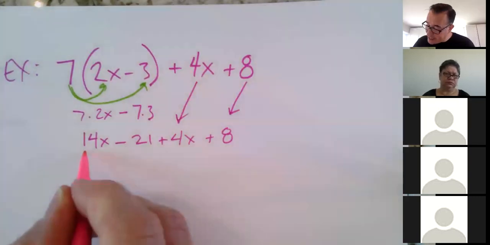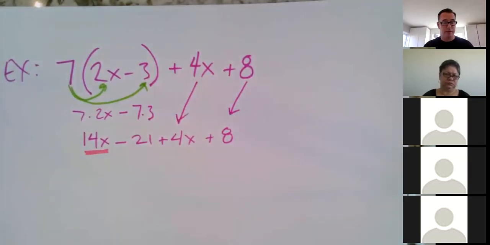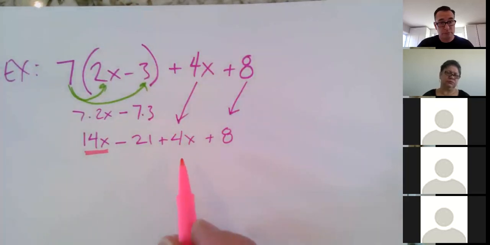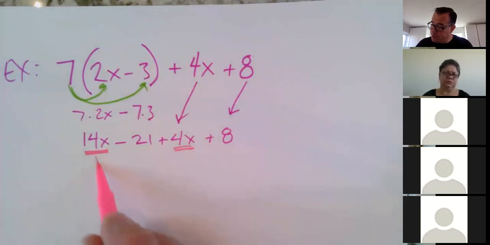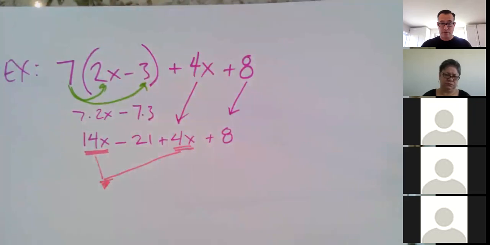Does 14x have a like term? Yes. What is it? 4x. That's right. So 14x and 4x. When I combine them, what do I get? 18x. 18x is correct. Very good.